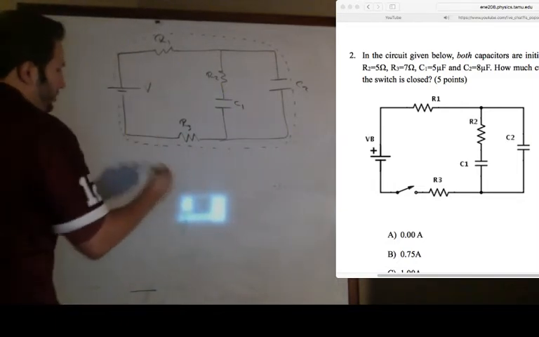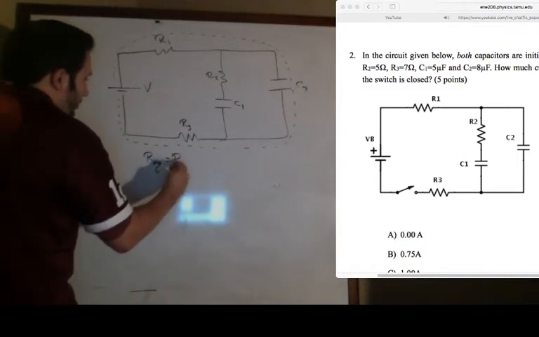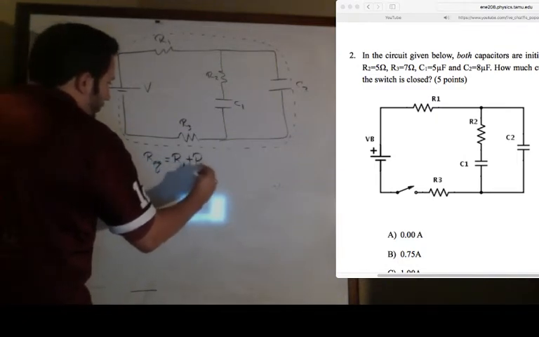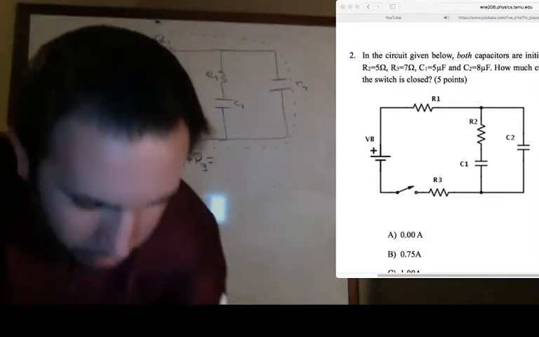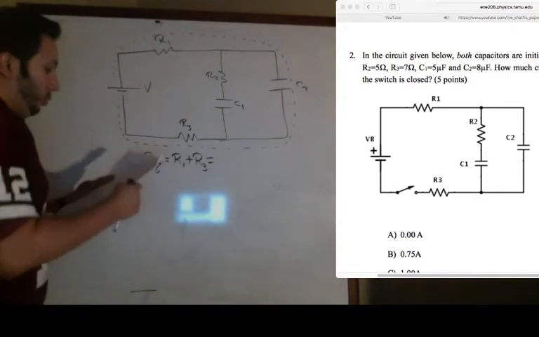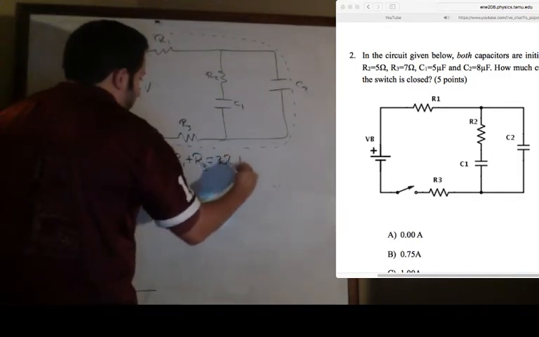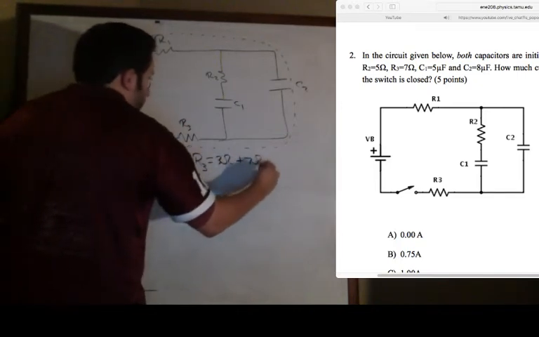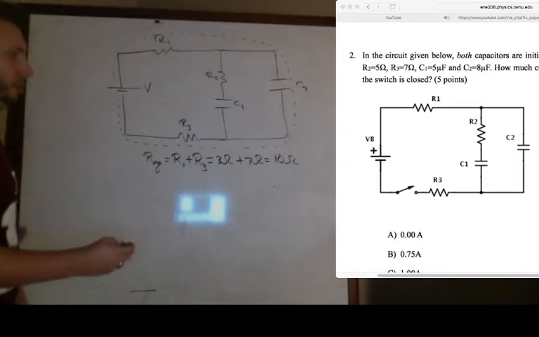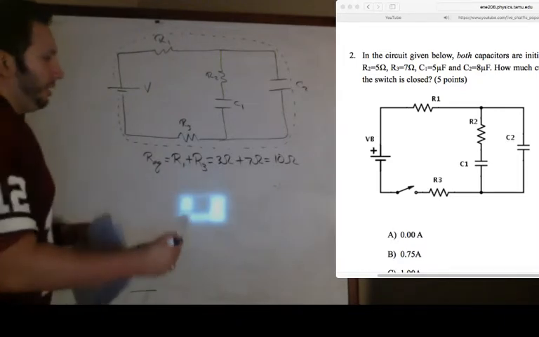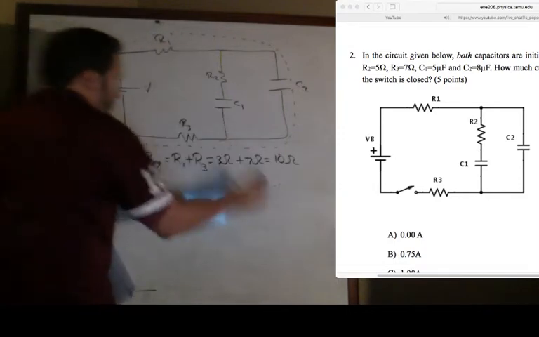And so, since they're in series, my Req is going to be R1 plus R3. R1 was given to be 3 ohms, R3 was 7 ohms, and so the Req is 10 ohms. And also remember that resistors in series share the same current. Current is conserved for resistors in series.